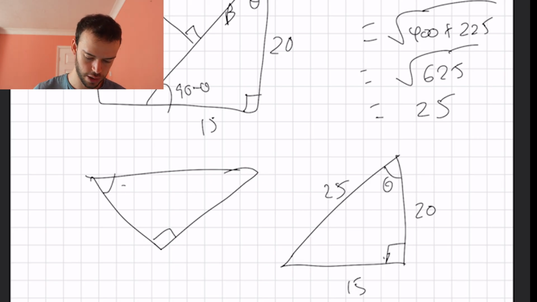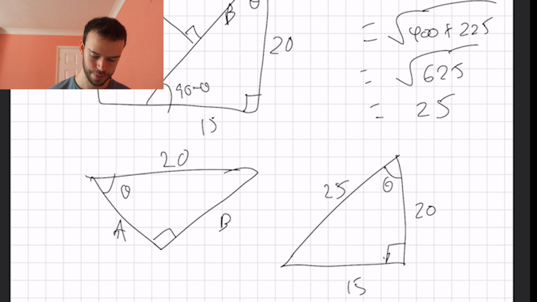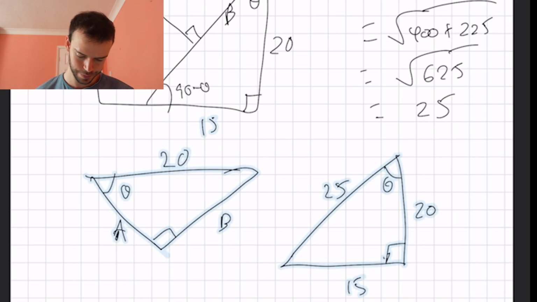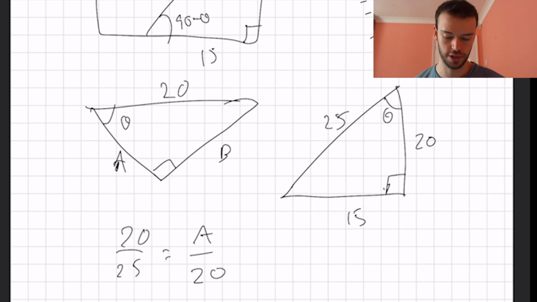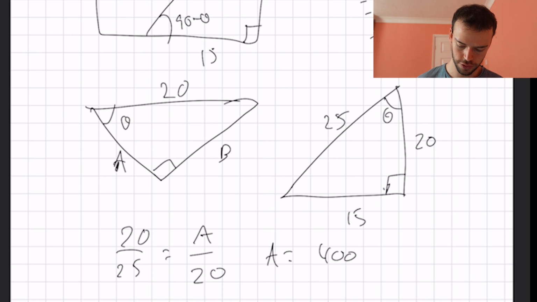The lengths on this triangle on the left are 20, and we don't know A, and we don't know B. Okay, let's find A and B. So using the ratios, we know that 20 over 25 is going to be equivalent to A over 20, right? The ratio of the hypotenuse for the triangles will be the same as the ratio for the length next to theta. So that's going to be A over 20. So now we just need to rearrange and get A by itself. So A equals 400 over 25, which equals 16.